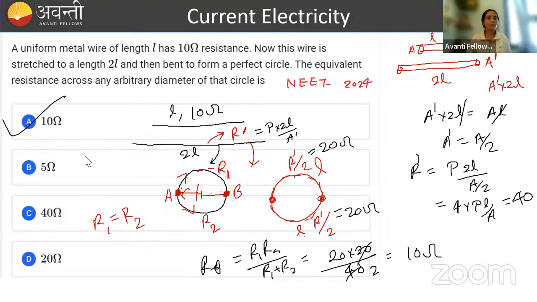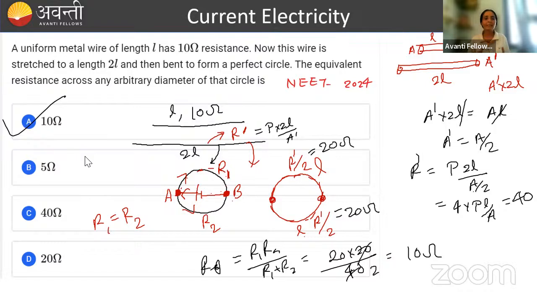Okay. So what are the concepts here? The first concept: if you are stretching the wire, its length will increase and area of cross section will decrease such that their volume will remain constant. With that hypothesis, you can calculate the new resistance of the stretched wire if the resistance of the first wire is given.